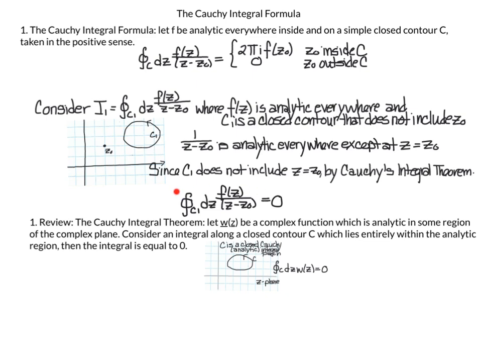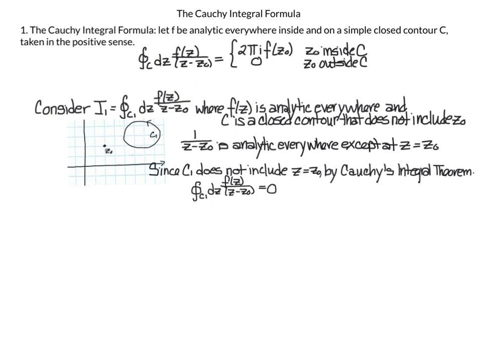That will then tell us that our integral over C1 is going to equal 0. So I'm going to get rid of the Cauchy integral theorem here just to give myself some space. But I have my conclusion. Since C1 does not include z equals z naught, by Cauchy's integral theorem, our integral over C1 is equal to 0.